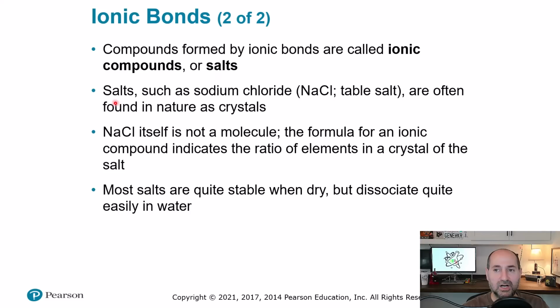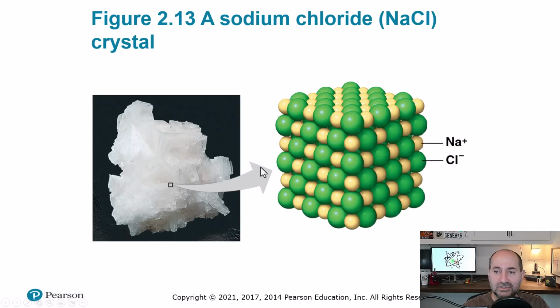Salts, remember, are often found in nature as crystals. If they're dry, they are in crystalline form. If they are in aqueous environments, they're dissolved. NaCl itself is not a molecule. The formula for an ionic compound indicates the ratio of elements in the crystal of the salt. Most salts are quite stable when dry, but dissociate quite easily in water. We touched on that as well. So here you can see the crystalline structure of salt in a salt crystal. And remember, water can easily pick apart this crystal and bring it into solution.